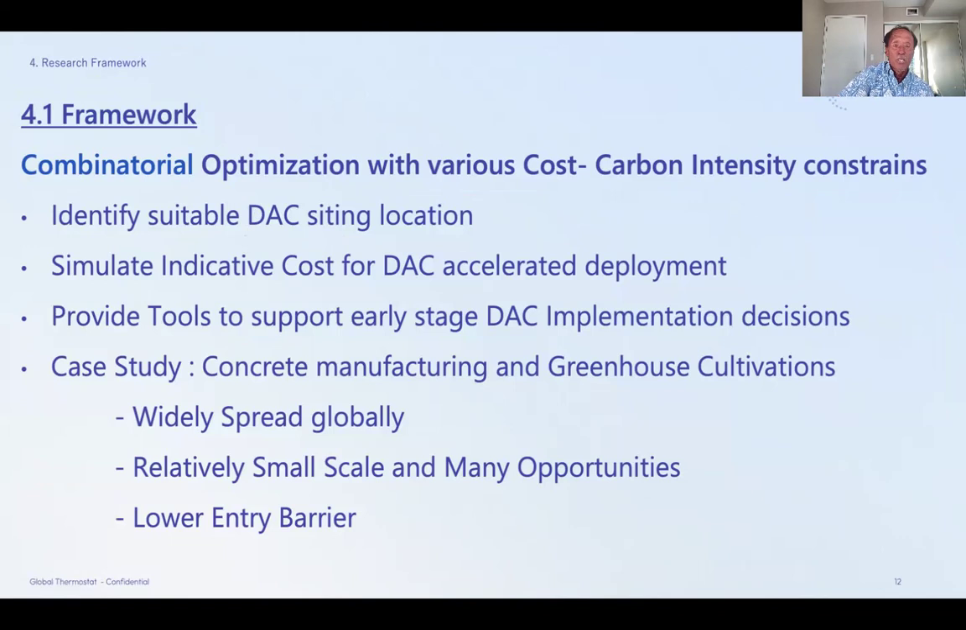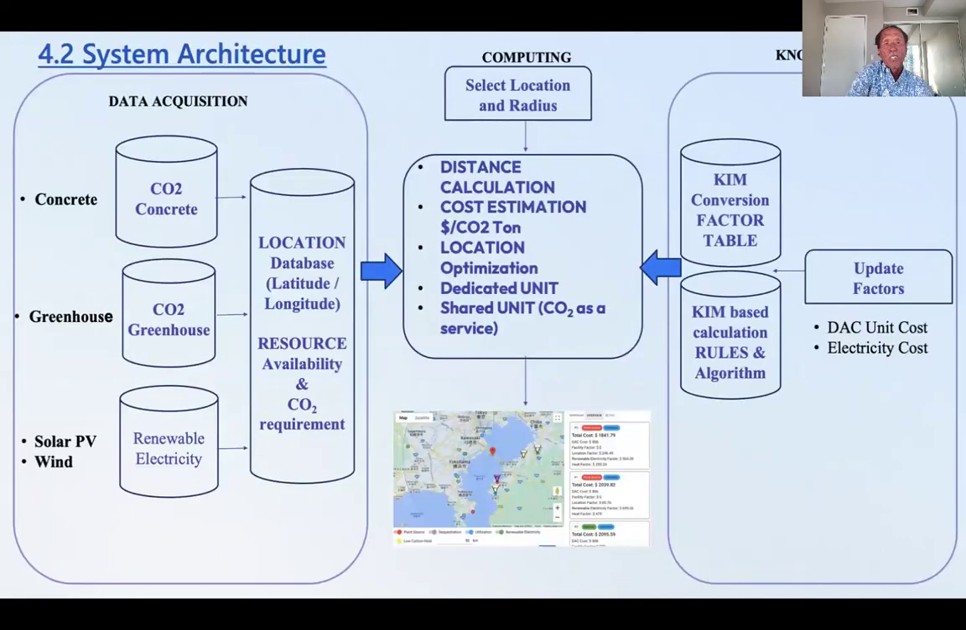I use case studies, which are concrete and greenhouse cultivation. These two applications are widely spread globally. In reality, they are very small scale, with many opportunities and a low entry barrier to consider. System architecture: on the right-hand side is data acquisition. Very simple: where the CO2 concrete plants are located, and where the solar PV and wind generators are located. These are the inputs. The left-hand side is a kind of knowledge transfer from industrial knowledge into parameter setting. Then a knowledge-integrative method conversion factor is created. These two factors are combined together using a computer to do the distance calculation, cost estimation, optimization, and cost sharing methodology, and the output is displayed on the screen.